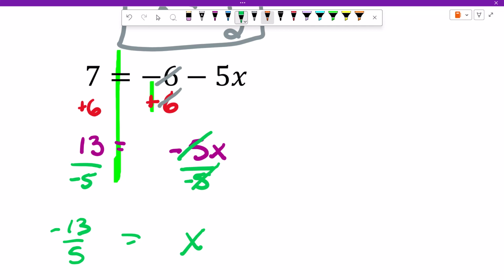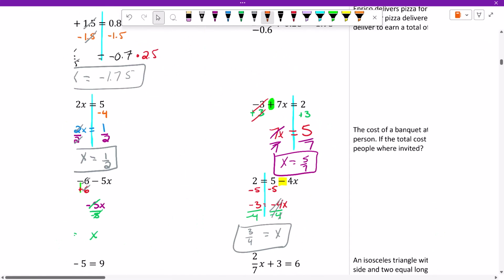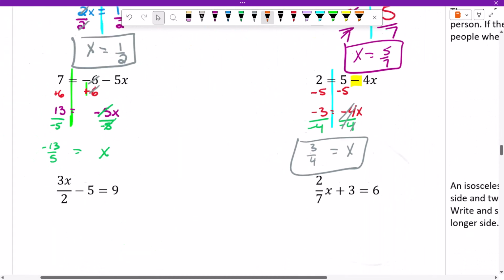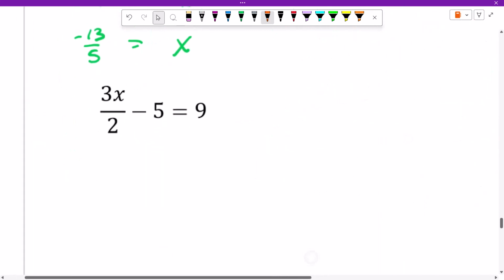All right. Let's go for... Let's do this one. Last one, then we'll do some word problems.